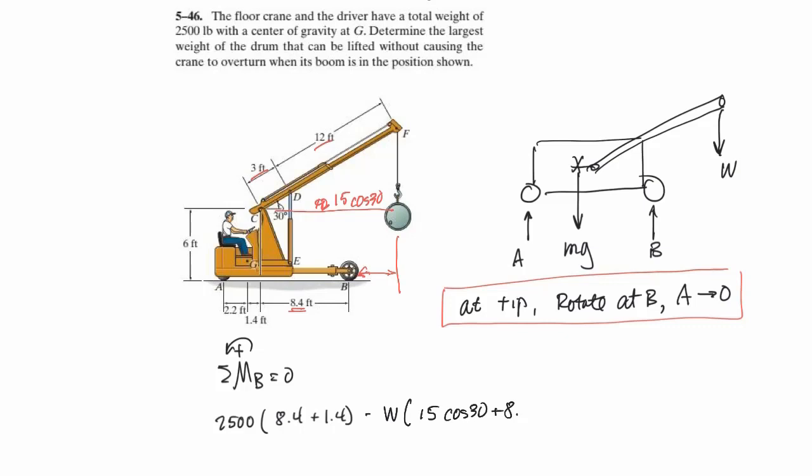Whoops, I beg your pardon. That is minus 8.4. And that gives me that distance right there. And that's equal to 0, so I can easily solve this for the weight. It is going to be equal to 5,337 pounds. And that is the maximum load you could lift without the whole thing tipping over.